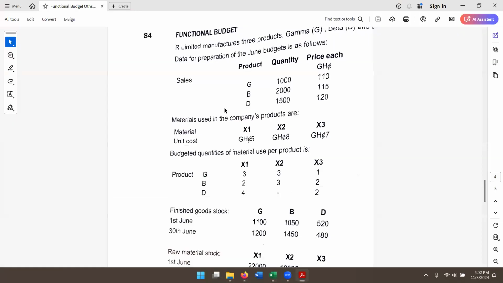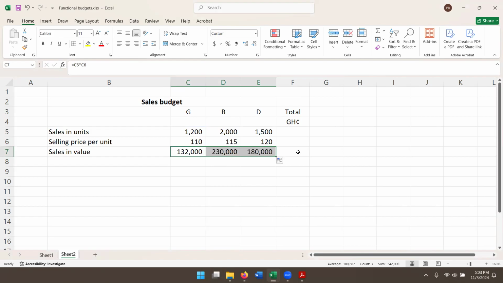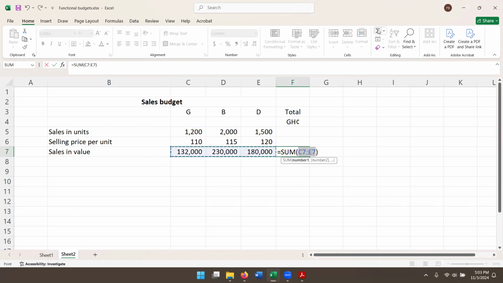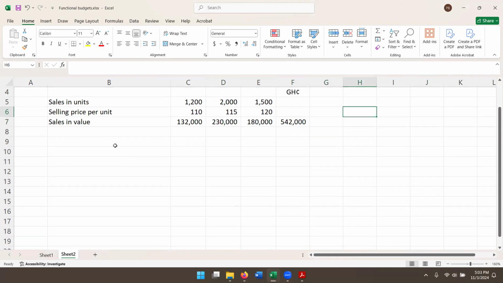Then the selling prices will be what? 110, 115, and then 120. The same thing, we cannot have a total. So we multiply the quantity by the selling price. And then here we go. We can now have a total for the values because that is all Ghana cedis. That is the sales budget, as simple as that.